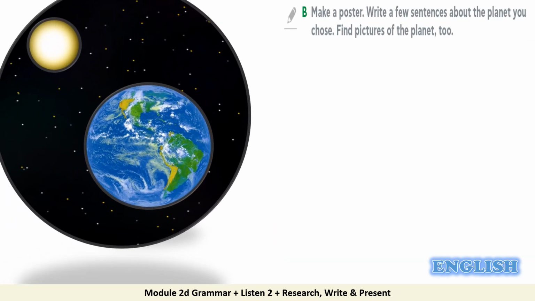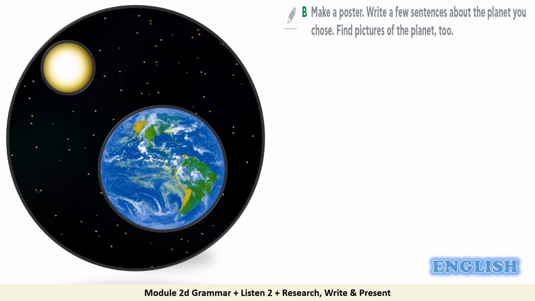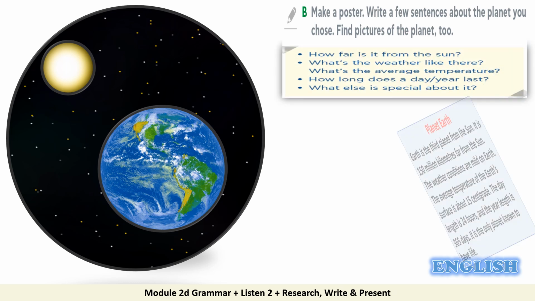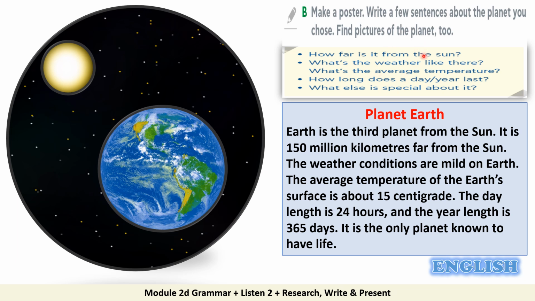And here, dear students, I have designed this poster as a model example for you. And I tried to answer the given questions to write sentences about planet Earth. Planet Earth. Earth is the third planet from the Sun. It is 150 million kilometers far from the Sun. The weather conditions are mild on Earth. The average temperature of the Earth's surface is about 15 centigrade. The day length is 24 hours, and the year length is 365 days. It is the only planet known to have life.